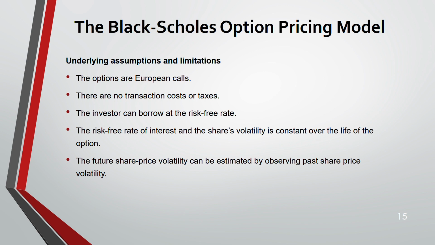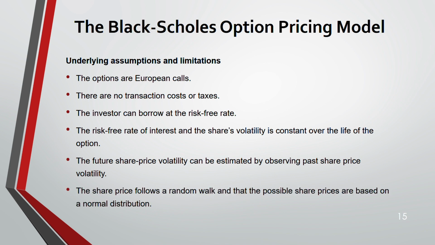Then we have share price. The share price volatility is observed by looking at the past, right? But is it very accurate to do that? How can you predict the future share price volatility with the past? It's not very accurate. Then the share price follows a random walk, and the possible share prices are based on a normal distribution. They're distributed normally, but in reality, they are not. They can follow a random walk, randomly increasing or decreasing. But for the sake of this model, to make it simple and give a value to the option, we do that. Because if we don't say they are based on a normal distribution, we cannot use the normal distribution table that we use to calculate N(d1) and N(d2). That's the reason.